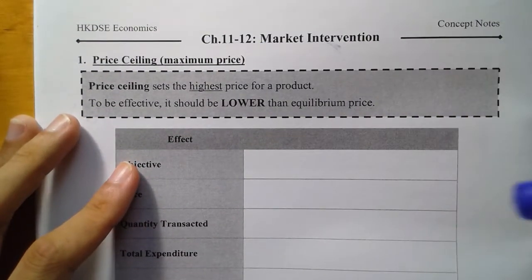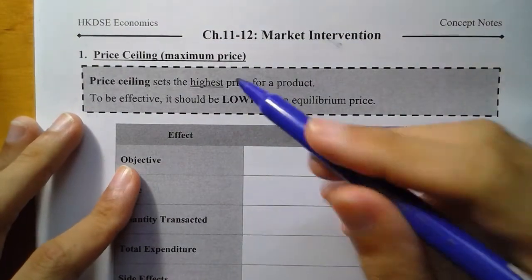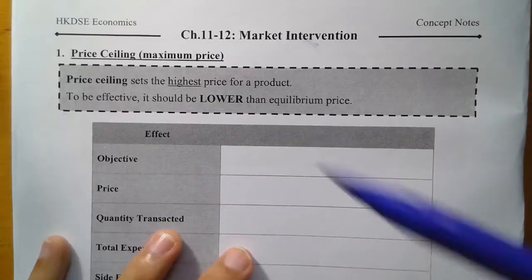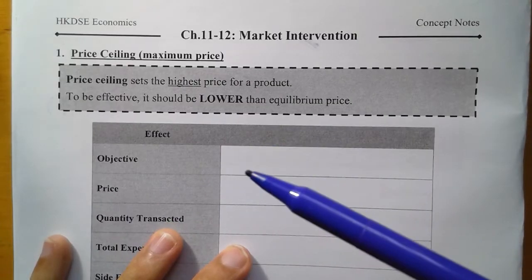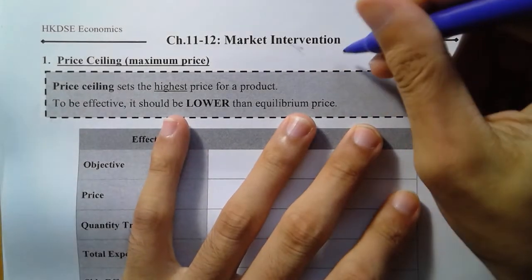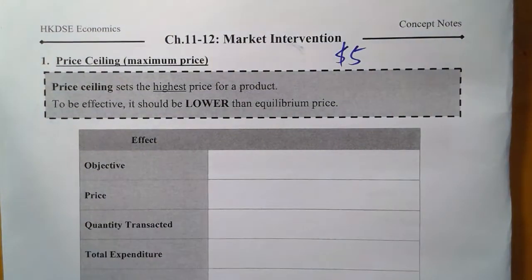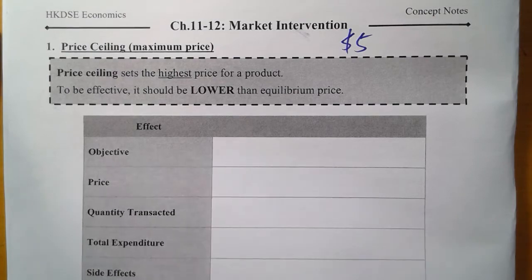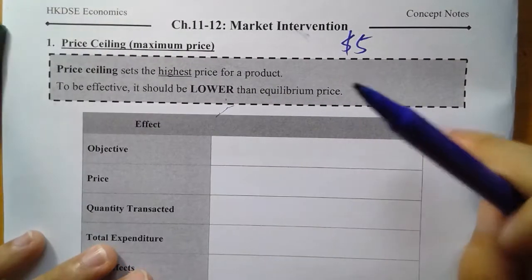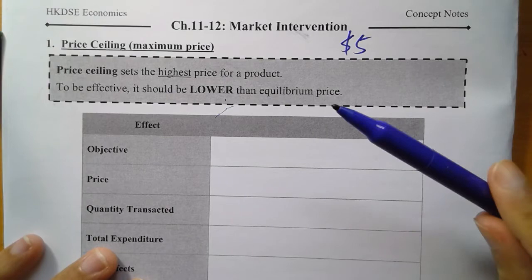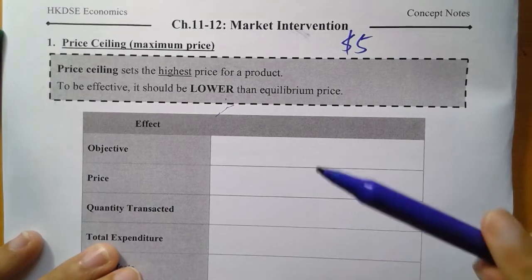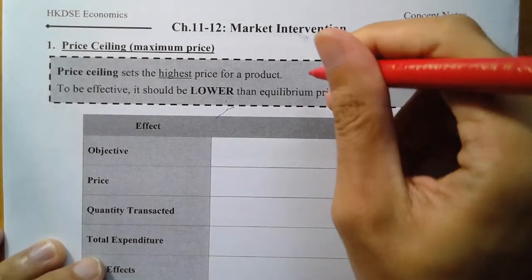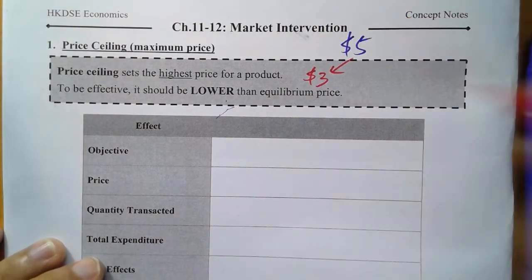Maximum price, in Chinese 最高價格. It says the highest price for a product. What it means is, let's say this pen, our best friend here, is originally $5. Now assuming the government says, well, $5 is too expensive. 太貴啦，教 econ 嗰啲人冇錢啦. So instead of $5, they set a maximum price ceiling of $3.